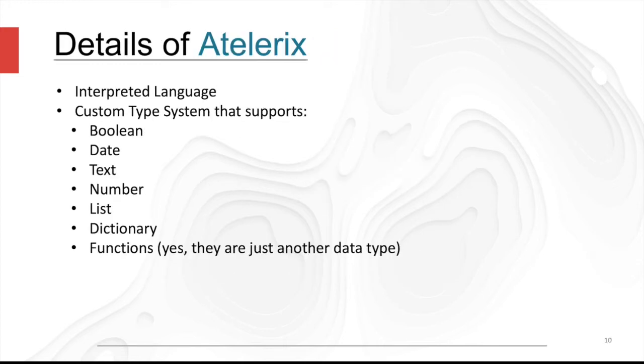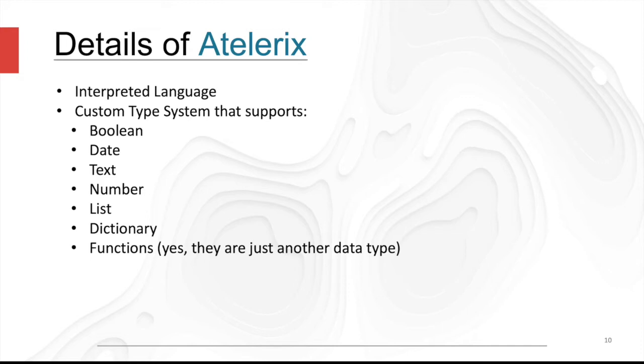So Atelerix is actually an interpreted language, which means that as it's executed, it reads that line and executes that line. So if it hasn't gotten there yet, it doesn't know if that line of code will actually work. It has its own custom type system that supports Booleans, dates, text, numbers, lists, dictionary, and functions. And in Atelerix, a function is just another data type.